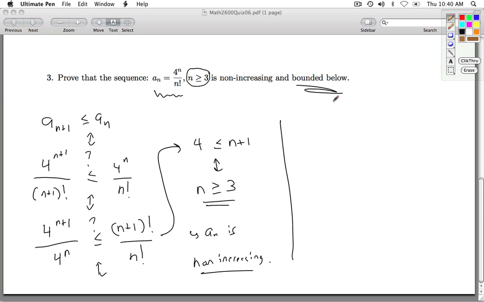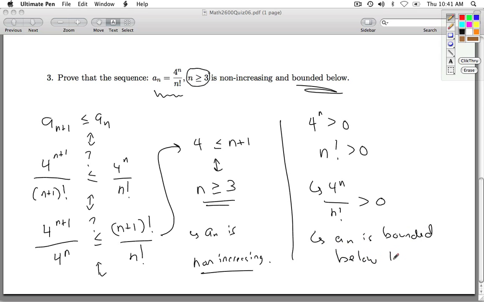Now, bounded below means we need to find a number that all of these terms are bigger than or equal to. Well, 4 to the n is always bigger than 0, and n factorial is always bigger than 0. That means 4 to the n over n factorial is always bigger than 0, which means the sequence a sub n is bounded below by 0. And what's important about having a non-increasing sequence bounded below? We're guaranteed then that this thing is going to converge. And so that'll do it for quiz 6.